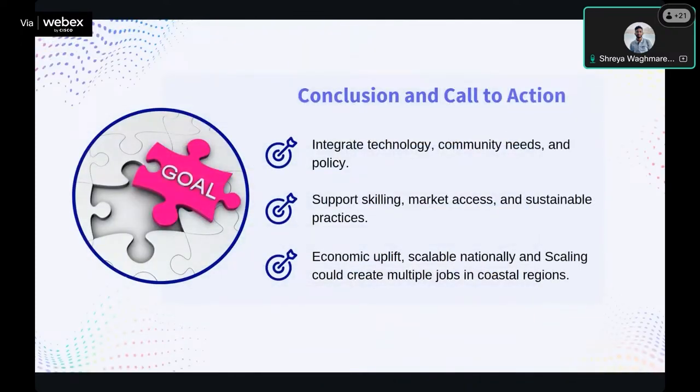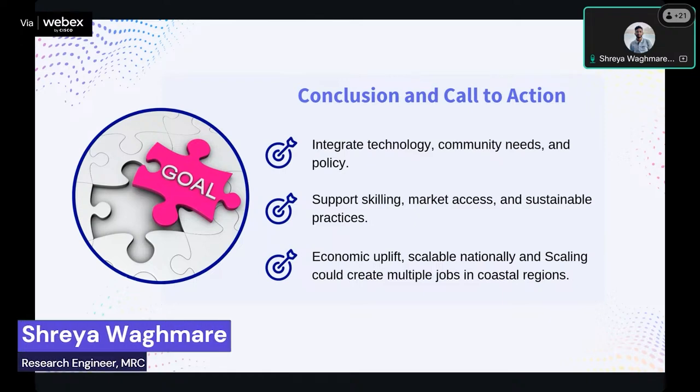So, what's the path forward? We weave together technology, community voice, and traditional knowledge, investing in skills and digital transformation, and completely rooting it all in sustainability. The stakes are high, but so is the reward for them. One local from Veraval told me, give us a fair shot and we'll show what we can do. I think UDA is that shot, and let's seize it together.